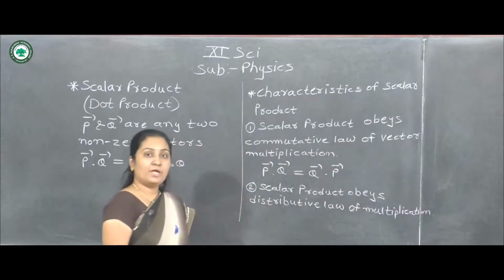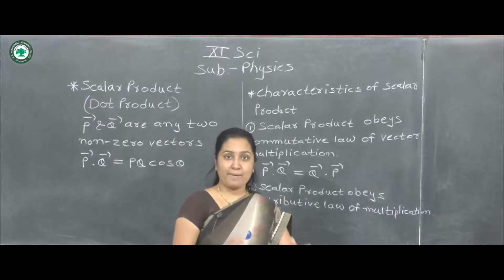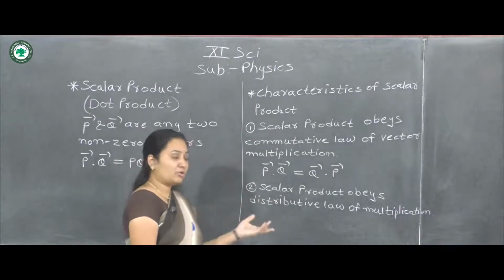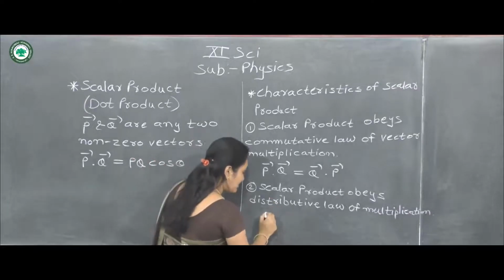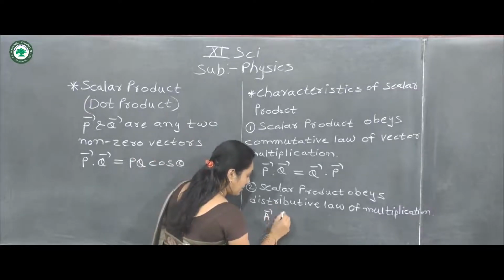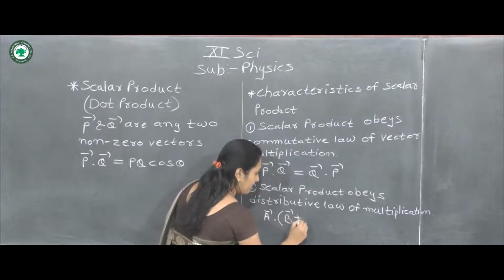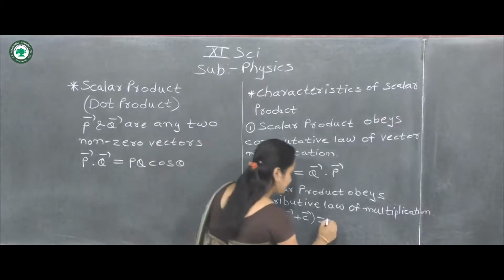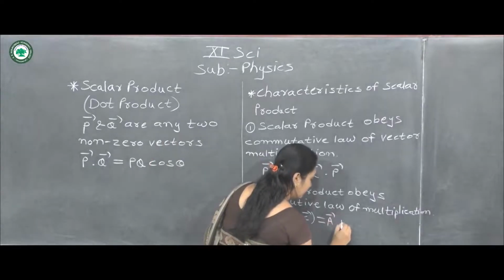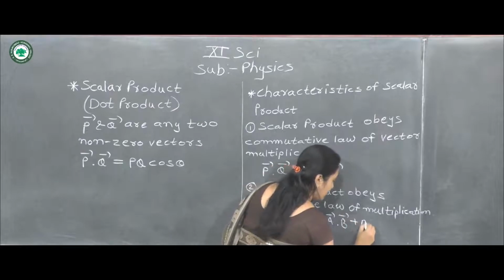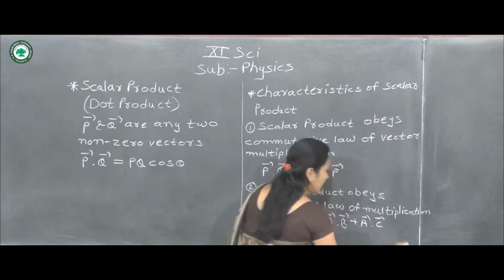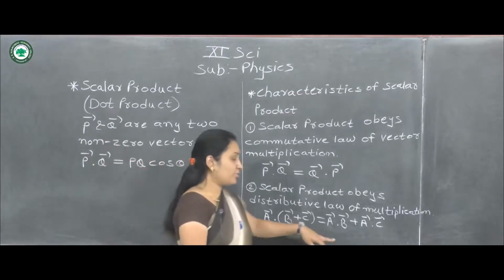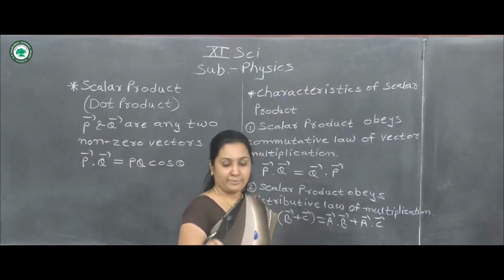Now, if we have three vectors, suppose A bar, B bar and C bar, then we can write the scalar product of these three vectors as A bar dot (B bar plus C bar), which is equal to A bar dot B bar plus A bar dot C bar. So this gives us the distributive law of multiplication.